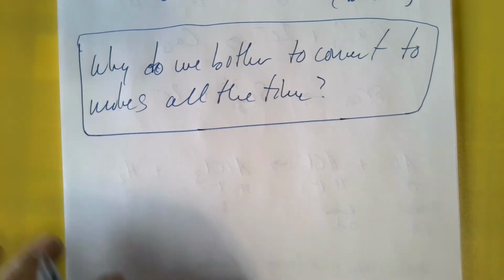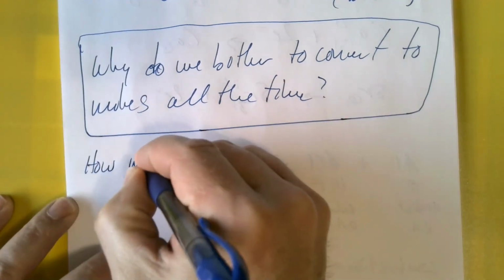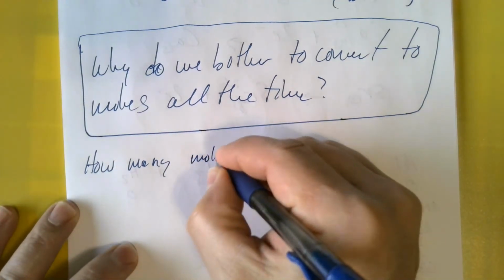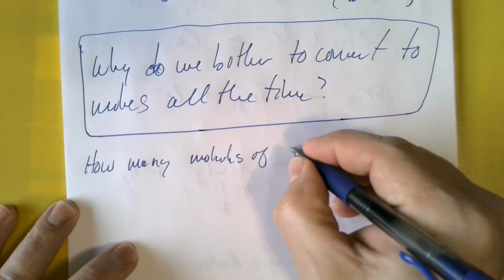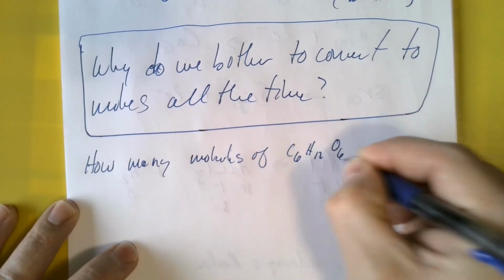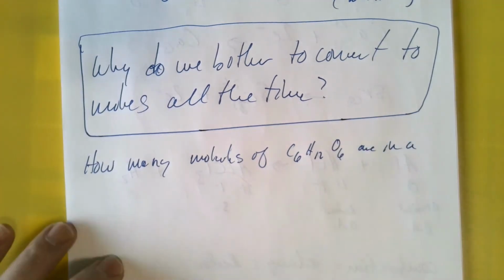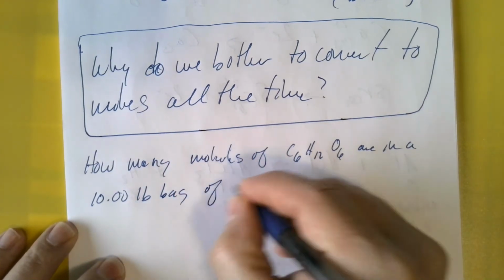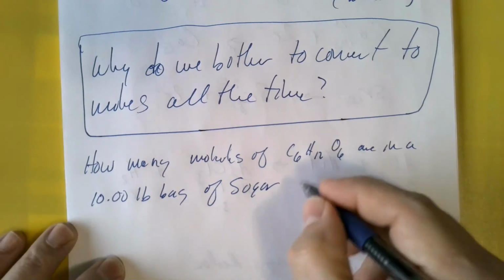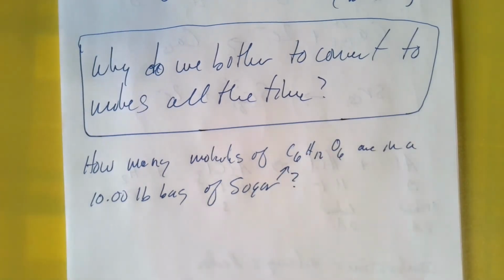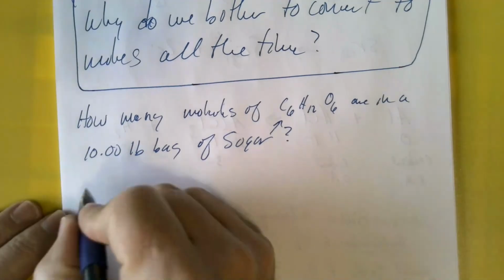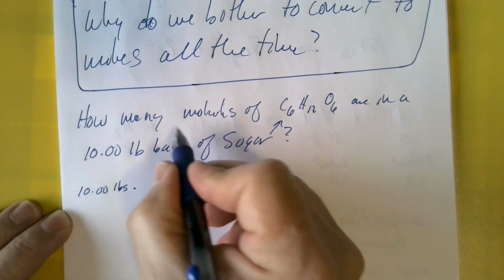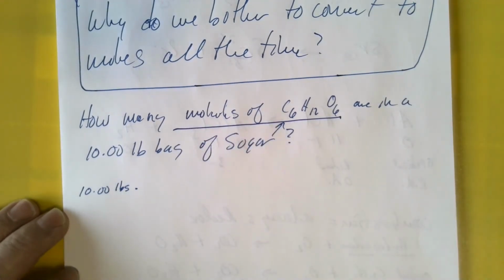Alrighty, so how many? I'm going to change these numbers though from yesterday. How many molecules of C6H12O6 are in a 10.00 pound bag of sugar? Okay? That is the chemical formula for sugar. So I know that I'm going to start with 10.00 pounds. I want you to turn this into molecules of sugar when you're done.